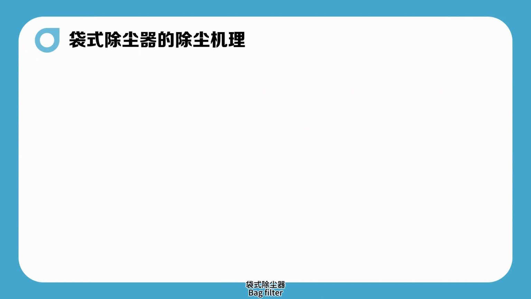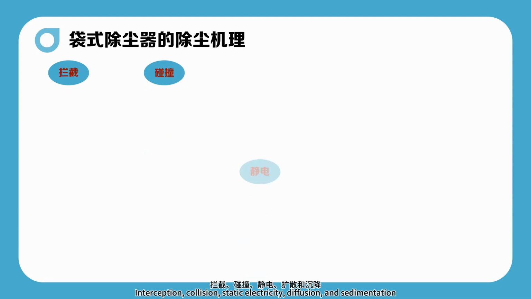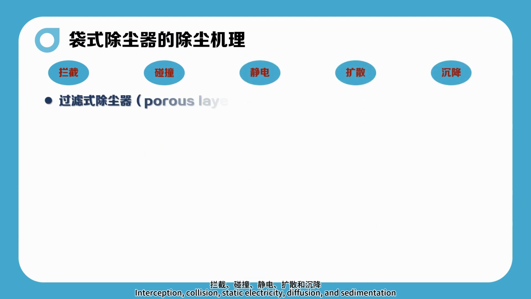Dust removal mechanism of bag filter. A bag filter is a surface filter using fabric as the filter material, mainly including 5 functions: interception, collision, static electricity, diffusion, and sedimentation.